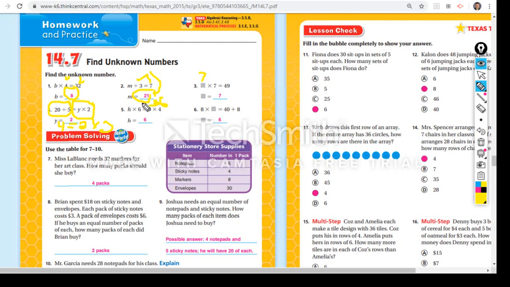And 9 times 4 is 36. So how do I make this equal? Well, it's 6. My factor is 6. That's how you work these out.